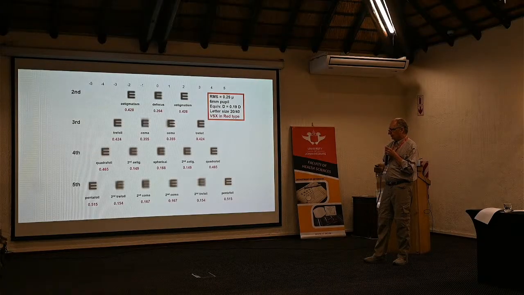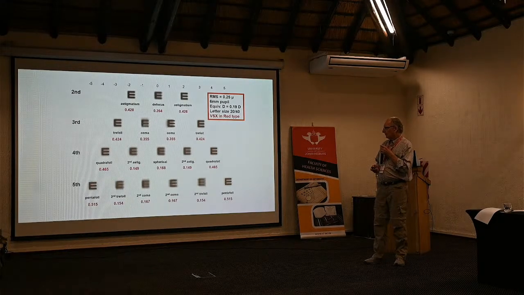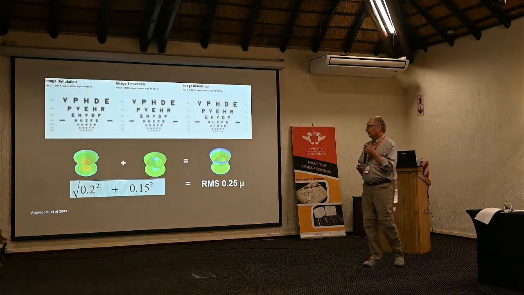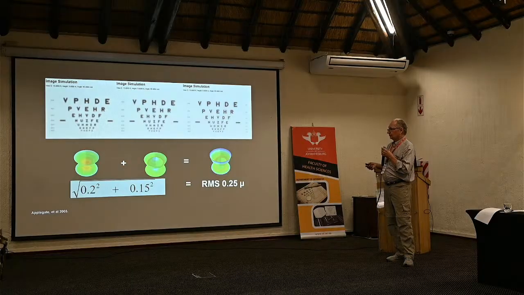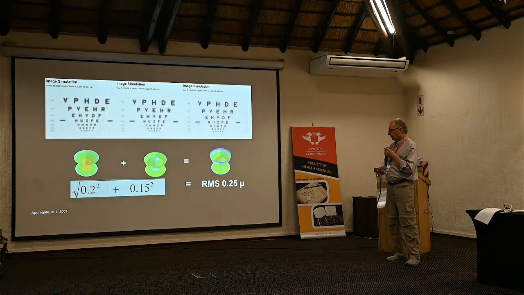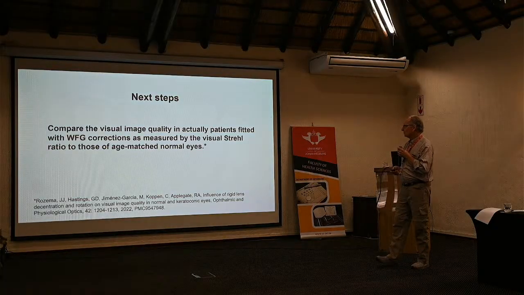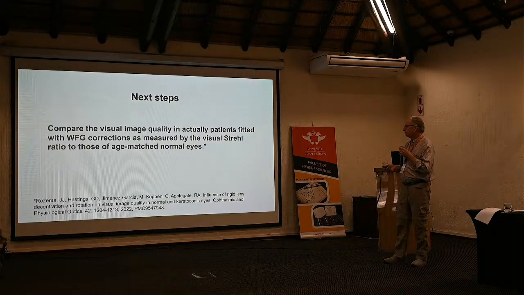Okay, so then again, I showed this the other day. The visual image quality metrics do a better job than RMS wavefront error in simulated images, and you can take different levels of sphere and spherical aberration, where the total aberrations actually go up, but image quality gets better. And you can do the reverse example where you make it worse. Okay, so the next steps are to compare visual image quality in actual patients fitted with wavefront-guided corrections, as measured by the visual Strehl ratio, to those of age-matched normals.